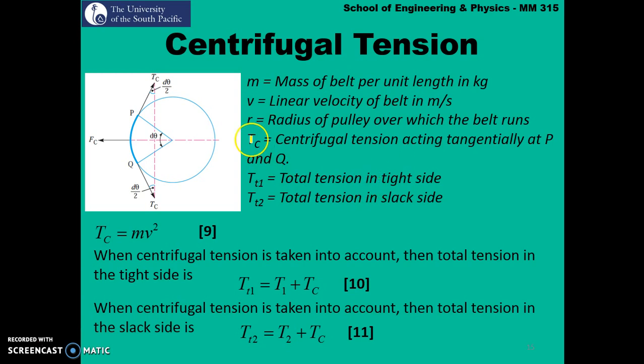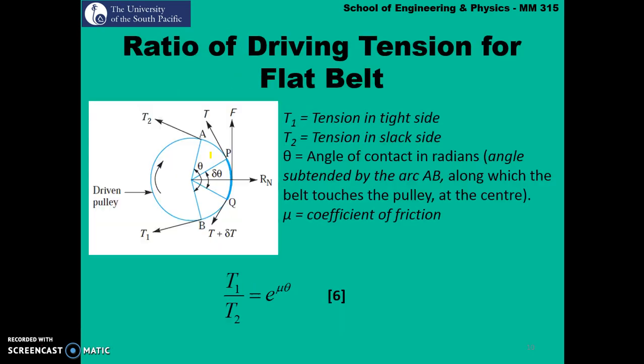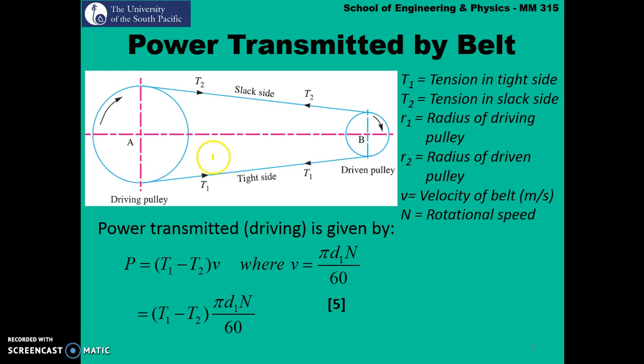Before we begin looking at centrifugal tension, I just want to mention how everything is going to be looked at. This is just a general case. You've got a driving pulley, a driven pulley, and around these two pulleys you've got a belt. Let's assume that again we fix the belt at this point. As the driving pulley rotates clockwise, this portion of the belt is pulled, so this becomes your tight side and this becomes your slack side.